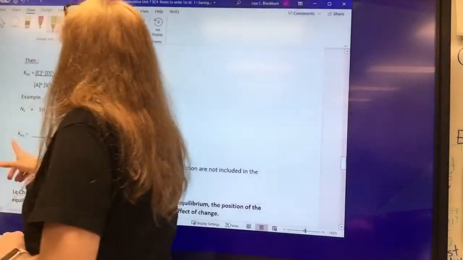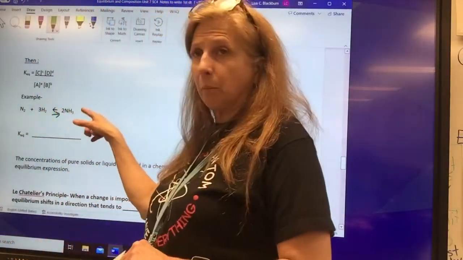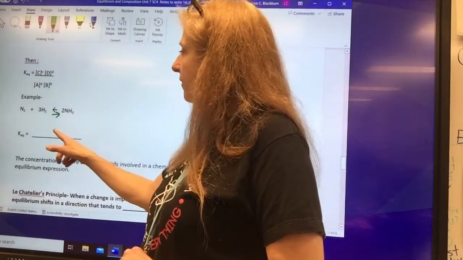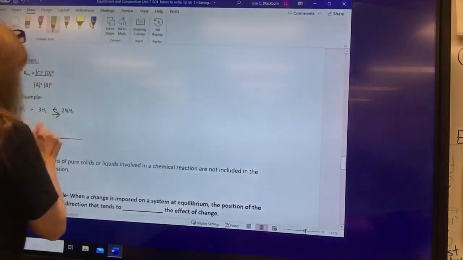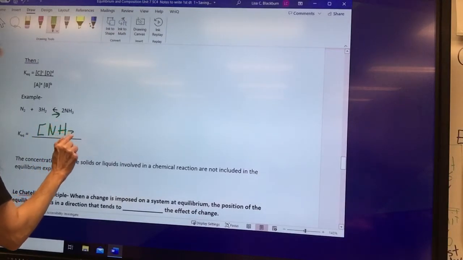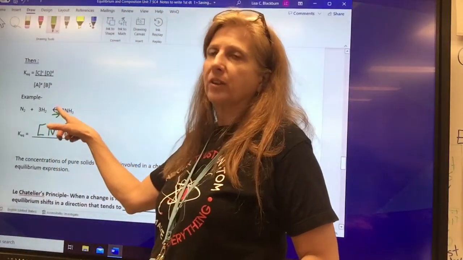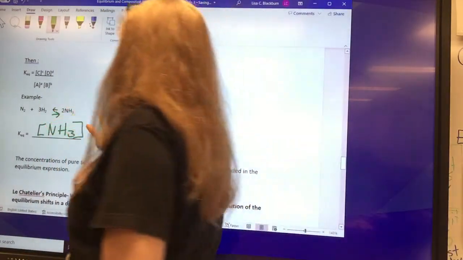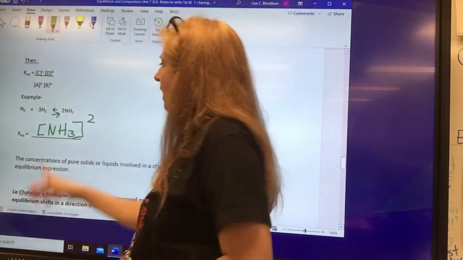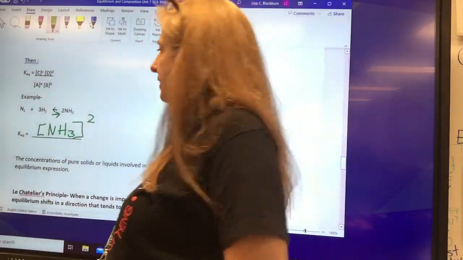Okay, so here we have our reactants and these are our products. You start with your products and write them in square brackets in the numerator. So I have the concentration of NH3, and then you raise it to the power of its coefficient from the balanced chemical equation. So I put a 2 right there. Then we put the reactants in the denominator.